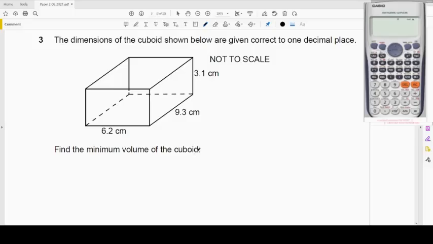Question 3. The dimensions of the cuboid shown below are given correct to 1 decimal place, and this is the sketch that we are given. We're told that it is not to scale. Now we want to find the minimum volume of the cuboid. Remember, these are approximations, or they're given correct to 1 decimal place. And that means they may not have been exactly 6.2.